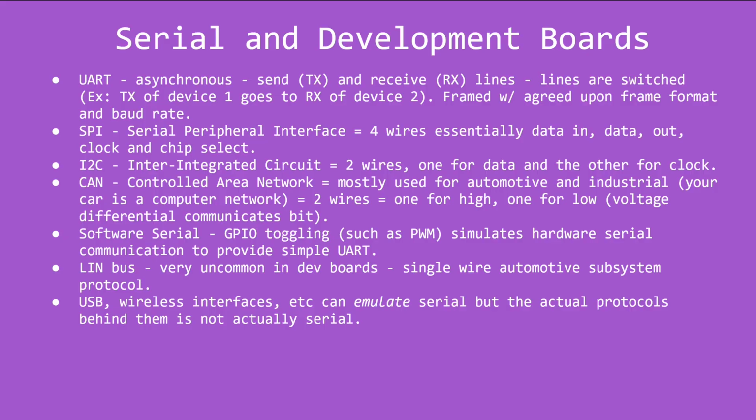We've got software serial, which is serial emulation. You're just toggling GPIO pins, kind of like pulse width modulation, simulating hardware serial communication and providing a pretty simple UART. You've got LIN, which is very uncommon in dev boards. It's a single wire system used in automotive subsystems for really simple things like your windshield wipers or whatever. USB and wireless interfaces, a lot of things can emulate serial, but the actual protocols behind them are not serial.